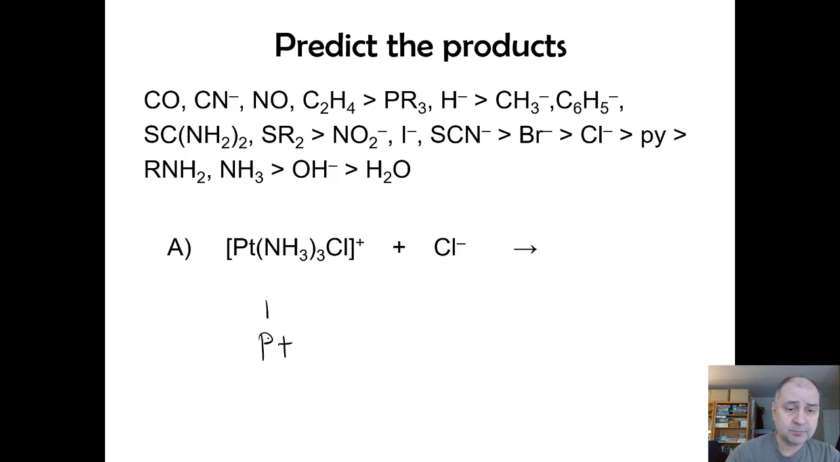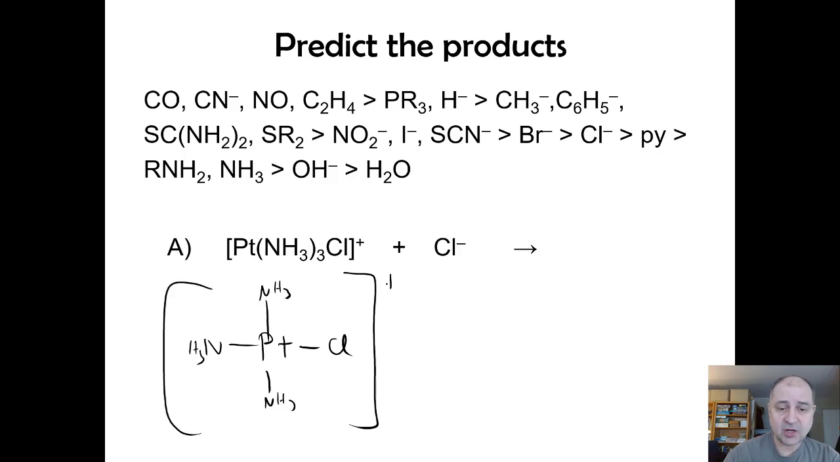We have platinum, 1, 2, 3, and so NH3, NH3, NH3, and so we have the chloro here. It's important that we pay attention to the charge. And so the strongest trans director, as we know, is the chloro. So the only substitution we're going to see is right here.